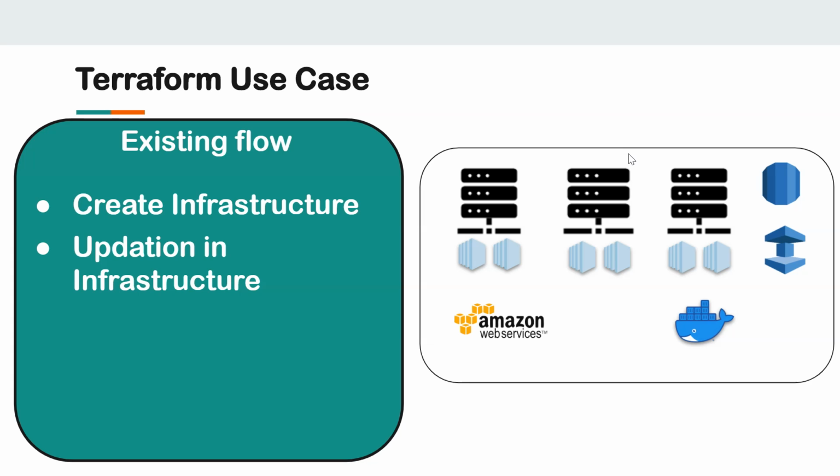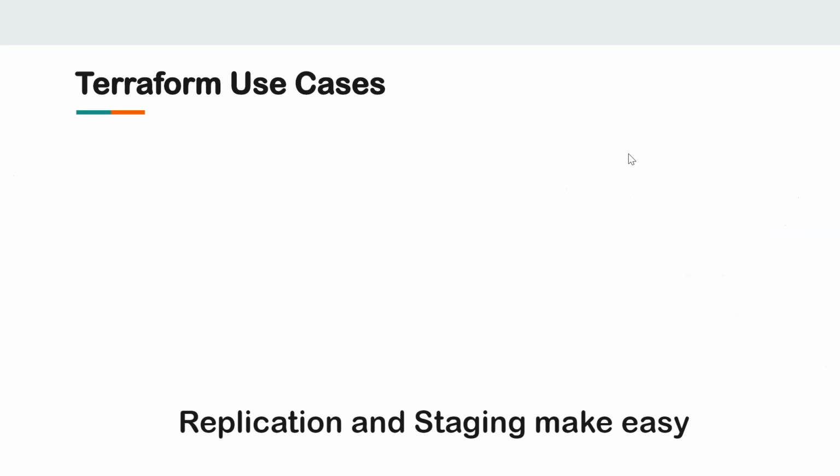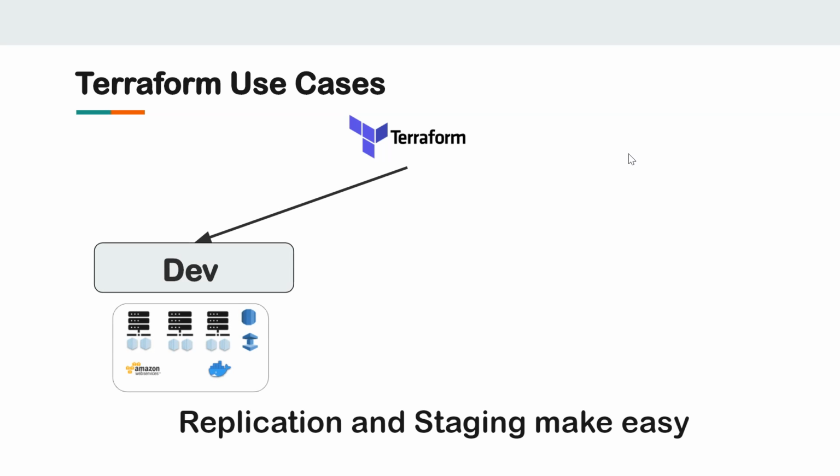To see the Terraform use cases, let's try to understand. If you see the existing flow, that's creating the infrastructure, and the second is updating the infrastructure. So in use cases, basically the replication of staging is made easy here. Why? Let's assume that we have different stagings like dev, QA and prod. So I have to write a script which deploys my application in the development environment. I have to write a script for QA and I have to write a script for prod also. But here you can use the same script, you just have to change your environment variable. So this makes the replication of staging very easy.